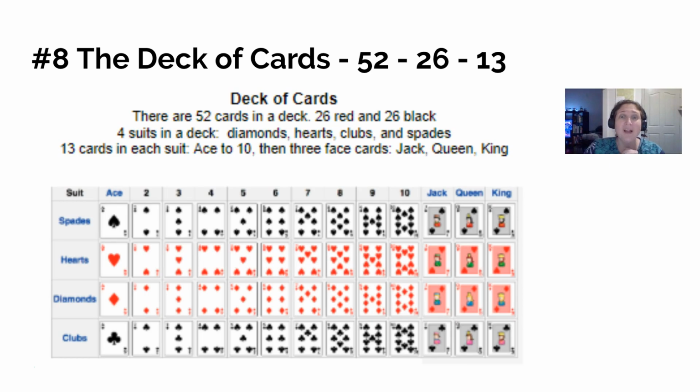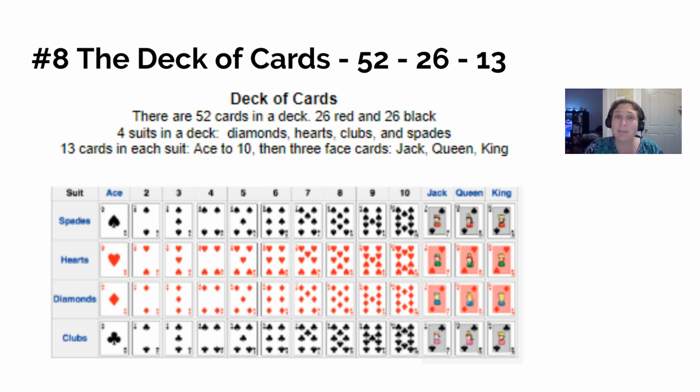Next. The deck of cards. You've been playing a whole lot of peanut butter BS to learn these deck of cards over the past month. What do you need to know? There are 52 cards in a deck, 26 red, 26 black. 52 cards in a deck, 52 weeks in a year, 26 red, 26 black, 26 letters of the alphabet. That's what you're going to need to know.